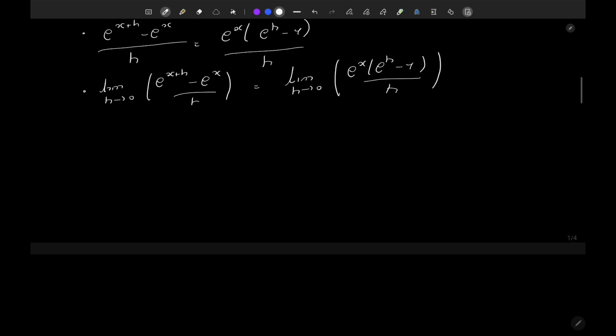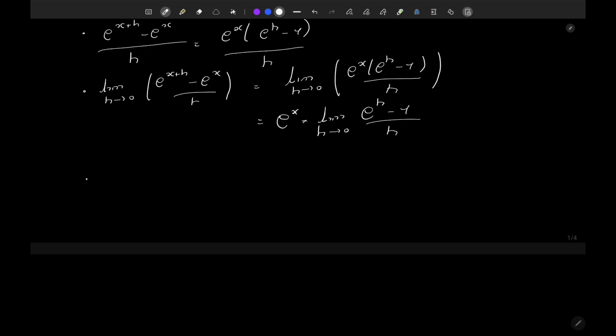We can then factorize out e to the x or bring e to the x out of the limits. Why? Because e to the x is a term which does not depend on h, which is the variable of our limit. This then leaves us with e to the x times the limit as h tends to 0 of e to the h minus 1 on h.